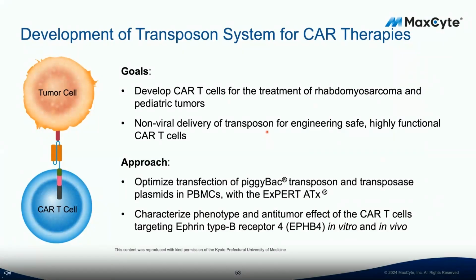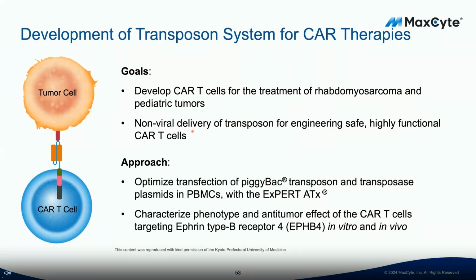rhabdomyosarcoma in pediatric tumors, and he wanted to choose a non-viral method which was more affordable, faster, and hopefully more functional than viral delivery. So he did optimize piggyBac DNA transposon and transposase plasmids and PBMCs using the MaxCyte platform to generate EPHB4 CAR T cells for both in vitro and in vivo activity.